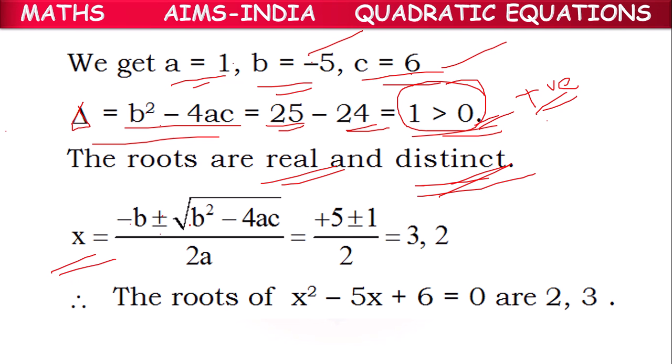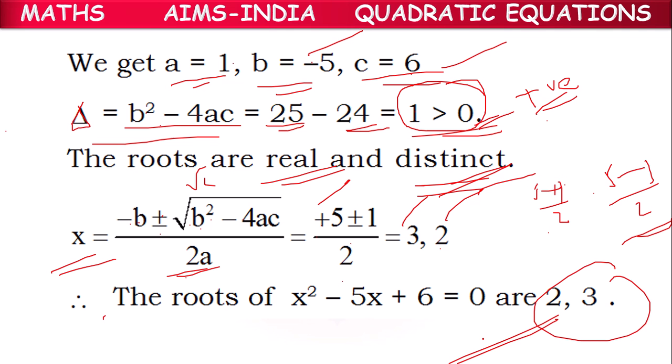Minus b plus or minus root of b square minus 4ac by 2a. The formula we have to apply. Minus b, minus of minus 5 is plus 5. b square minus 4ac we have already calculated as 1. So root of 1 equals 1. So 5 plus or minus 1 by 2. Means 5 plus 1 by 2 is one root, 5 minus 1 by 2 is another root. 6 by 2 is 3, 4 by 2 is 2. So the roots are 2 and 3.